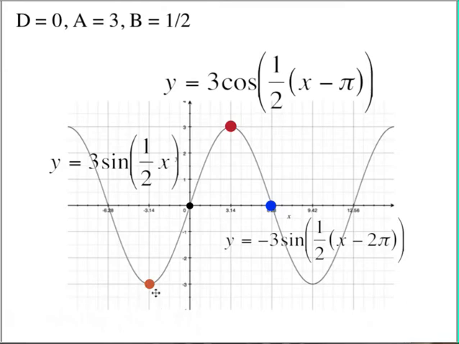And then this final dot, this orange dot that I have on the minimum, it's going to be the same as this cosine. The only thing is the function is going to be negative because I start at the minimum. And because I went to the left, my phase shift is x plus pi.